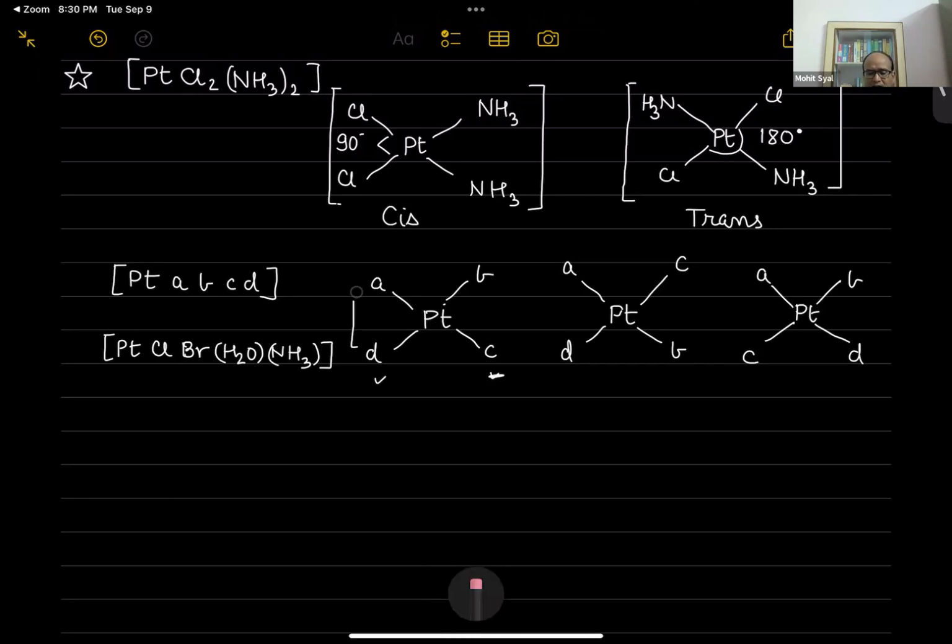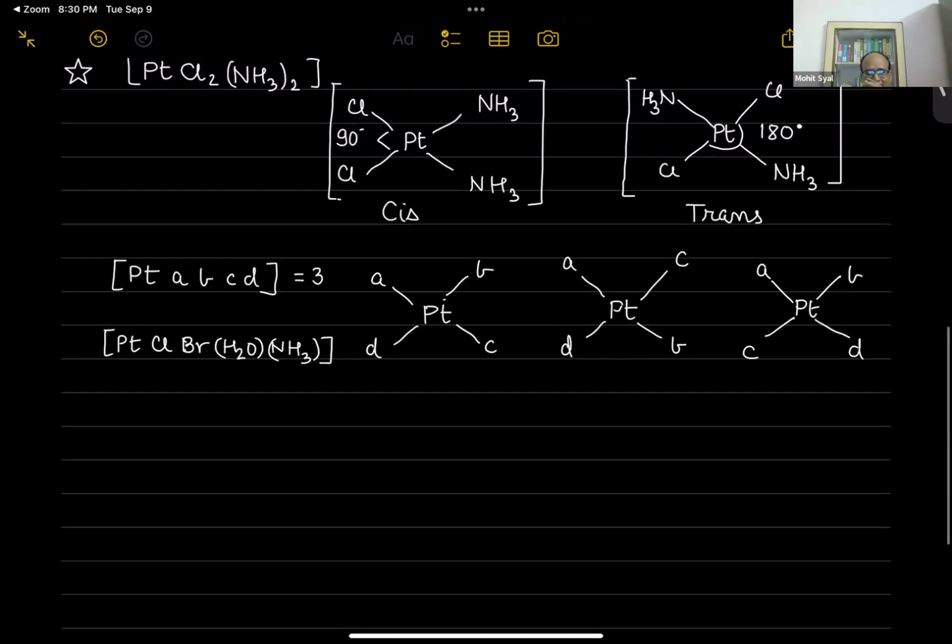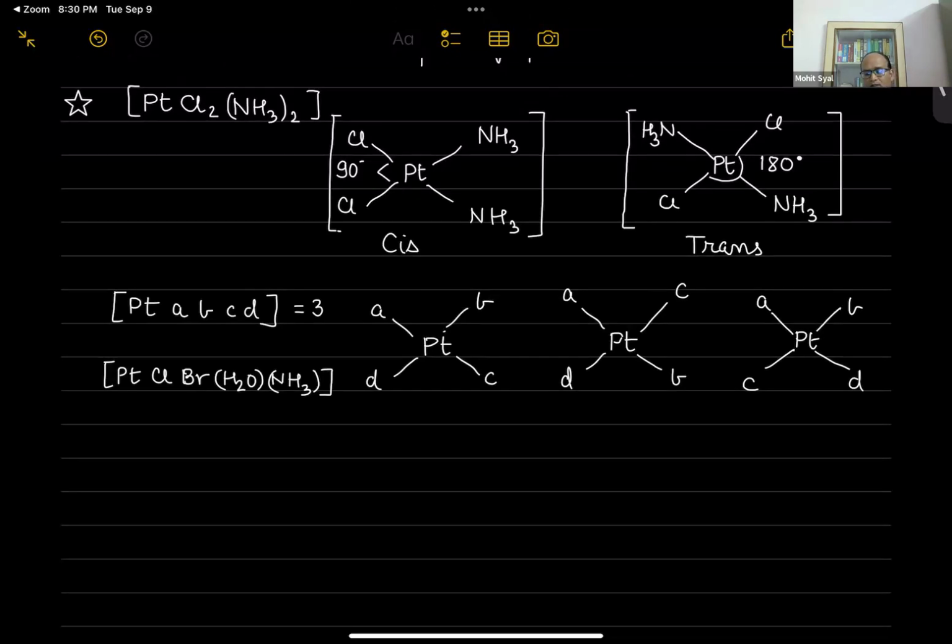So just remember it, because sometimes due to examination pressure you may forget it. Just remember that you will have three isomers in a square planar complex where all ligands are different. Is it clear or not? Any doubts on this? Do remember this. So how many isomers? Three.